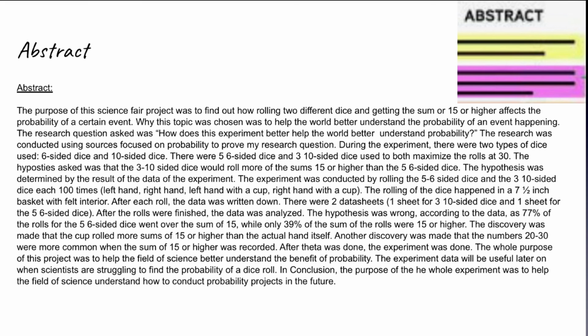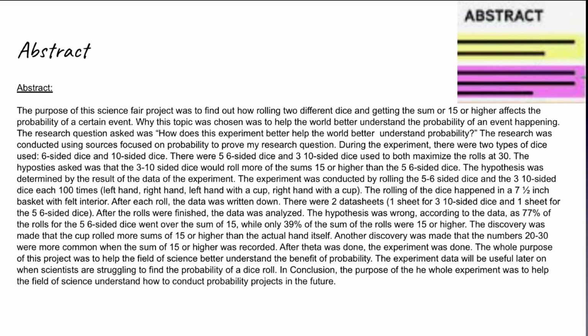During the experiment, there were 2 types of dice used: 6-sided dice and 10-sided dice. There were 5 6-sided dice and 3 10-sided dice used to maximize the number of sides for both types of dice at 30. The hypothesis was that the 3 10-sided dice would roll more sums of 15 or higher than the 5 6-sided dice. The hypothesis was evaluated using the data of the experiment.